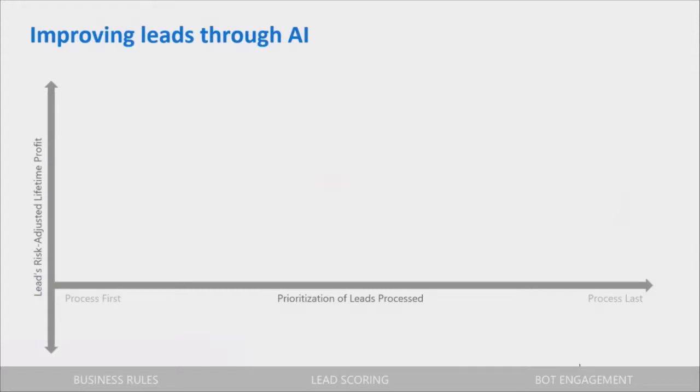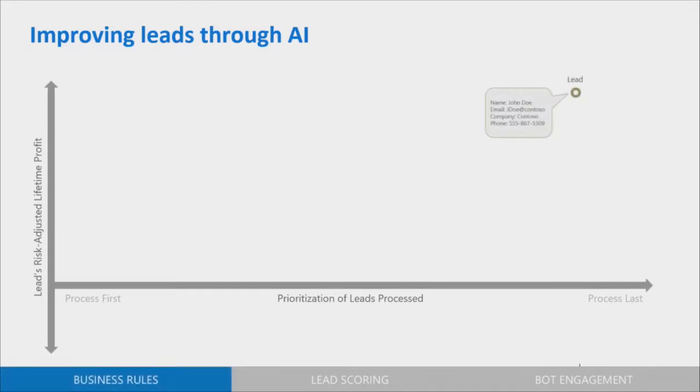And the way that looks on a graph is this. So I'll orient you. On the left-hand side, you've got the lead's risk adjusted lifetime profit. Or think about this as the probability of a lead to convert to a sales qualified opportunity. So what's the probability between 0 and 100% that this will turn into an opportunity for a seller? And on the bottom of the graph, you have the leads that we process first and the leads that we process last.